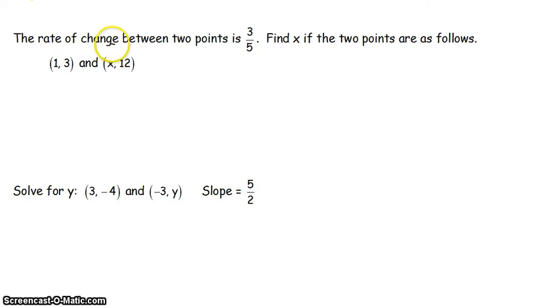So here I'm telling you that the rate of change is 3 over 5. So I'm just going to write that down over to the side here. I want to find x if the 2 points are 1, 3 and x, 12. I do want to write these in a column to start, but always start with the full ordered pair. Put that one on top. I think that will help.